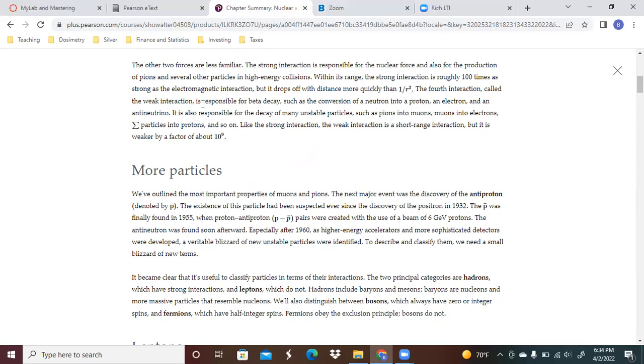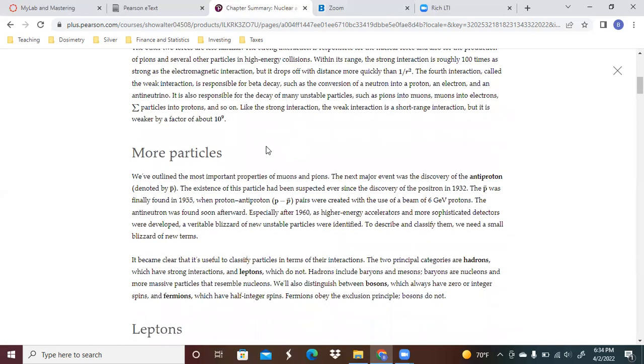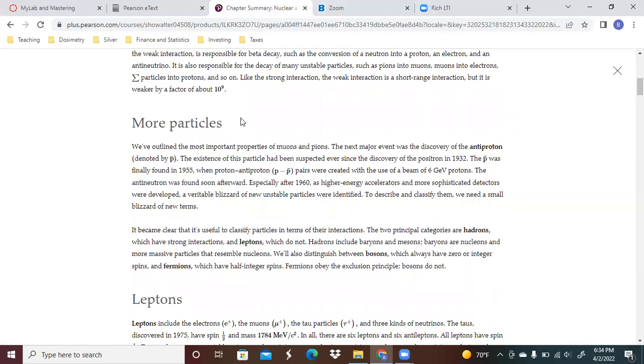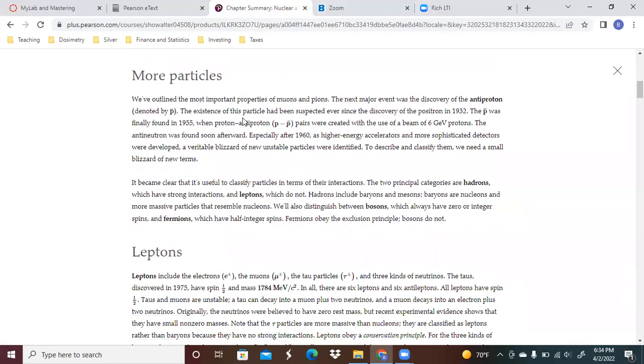The fourth interaction, called the weak interaction, is responsible for beta decay, such as the conversion of a neutron into a proton, electron, and antineutrino. It's also responsible for the decay of many unstable particles. And like the strong interaction, the weak interaction is a short range interaction, but is weaker by about a factor of 10 to the 9, which is why you have strong and weak.